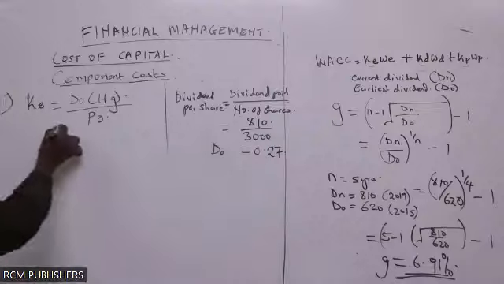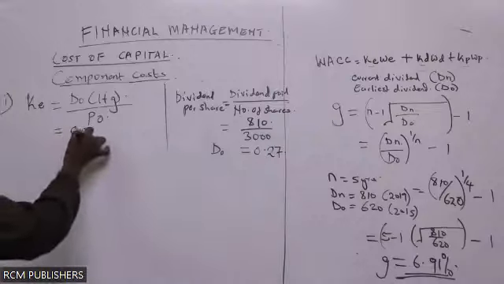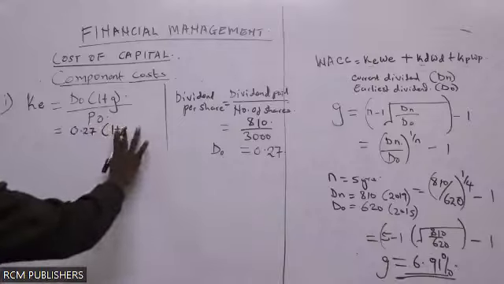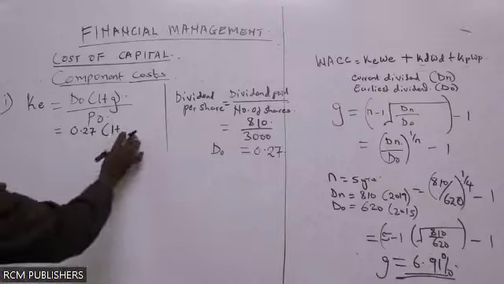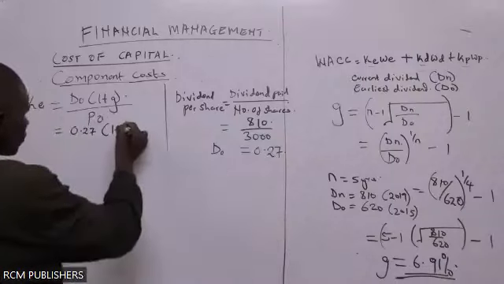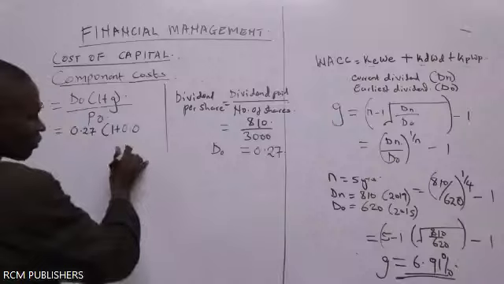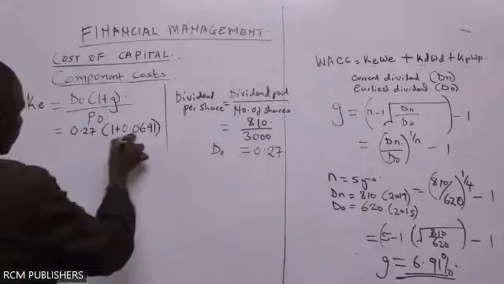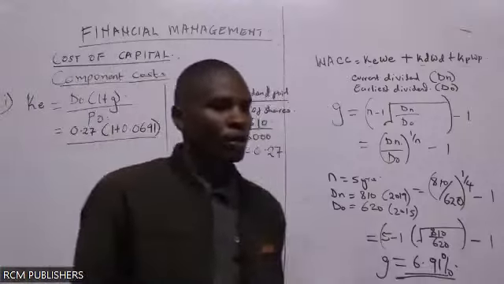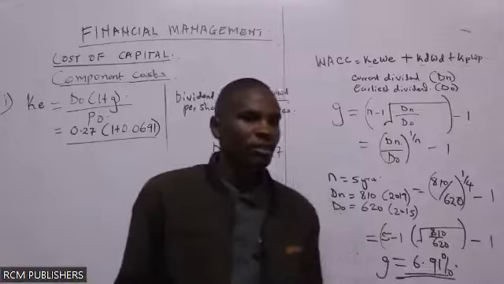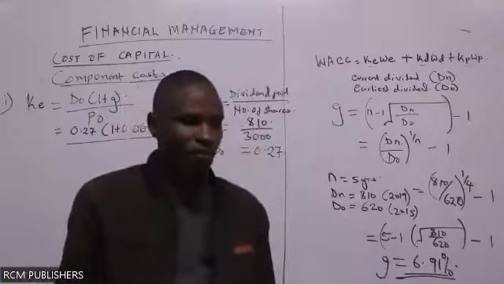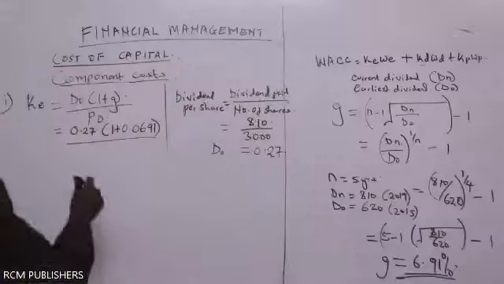I can now compute my KE. 0.27 times 1 plus G. What is my G? Let me put it into decimal, 0.0691, and then I divide by what is our P0? What is our market price of ordinary share? Somebody had given us earlier. Market price 3. Thank you very much. We are given in additional information 1.